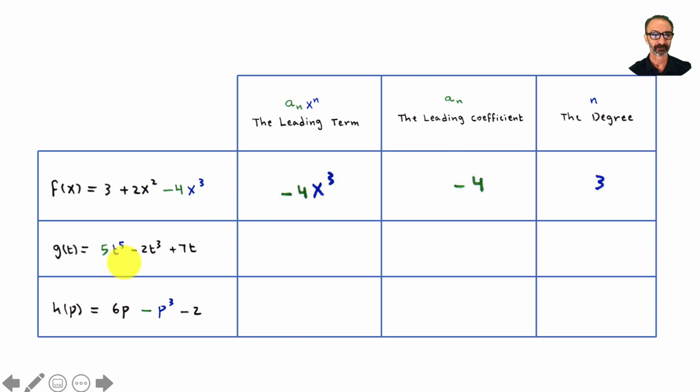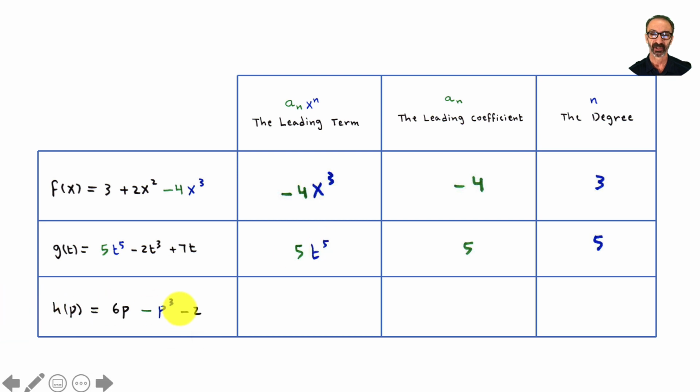One more. This one is in order. That's fifth, that's third, that's first. It is in order, standard form. Leading term. Leading coefficient. Degree. I know they're both 5s, but I got this 5 from the front and I got this 5 from the top.